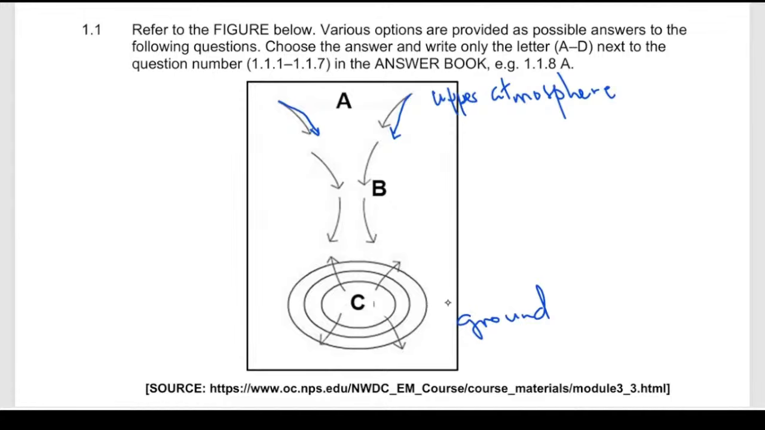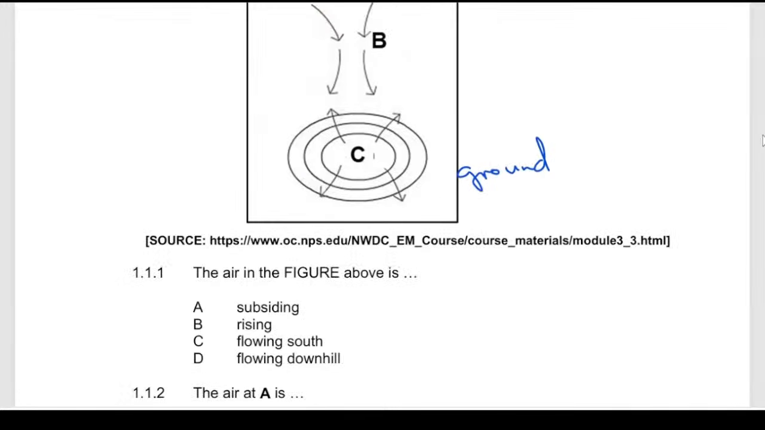Over the interior, we're looking at the high pressure cell. We have dominance of sinking air. So when you have sinking air in this instance, what is the correct response? The air is subsiding. Subsiding air is the same as sinking air. And the opposite, if the air is rising, we say it's ascending.